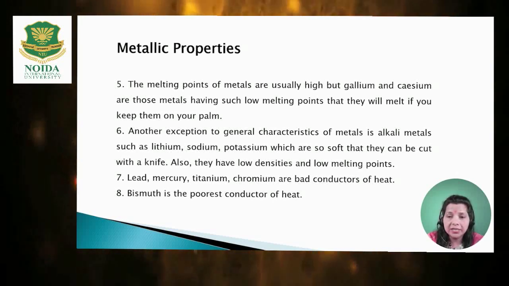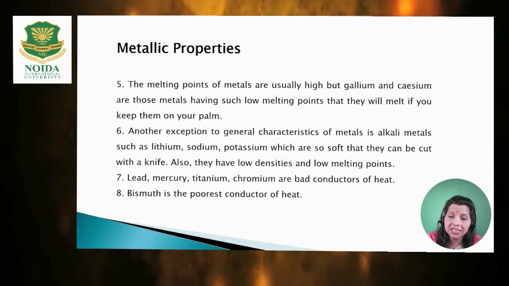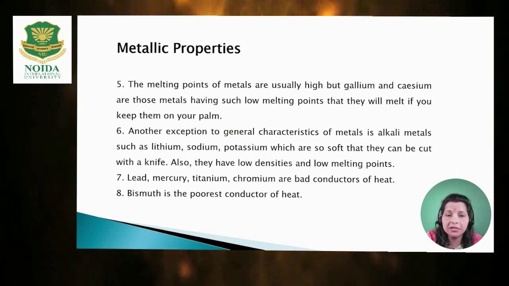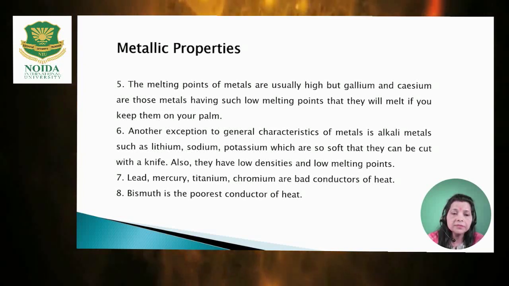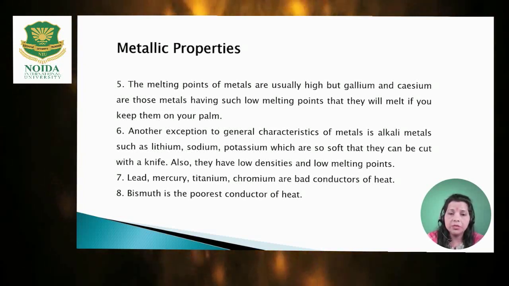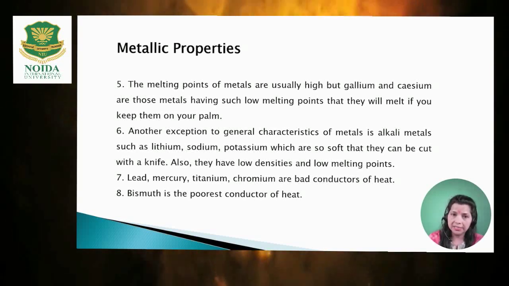Whereas earlier I told you that metals are solid compounds and you cannot cut them, you can make them into thin sheets but you cannot cut them. But alkali metals are the exception. These metals you can cut with a knife. Lead, mercury, titanium and chromium are bad conductors of electricity. All these are exceptions, and bismuth is the poorest conductor of heat.